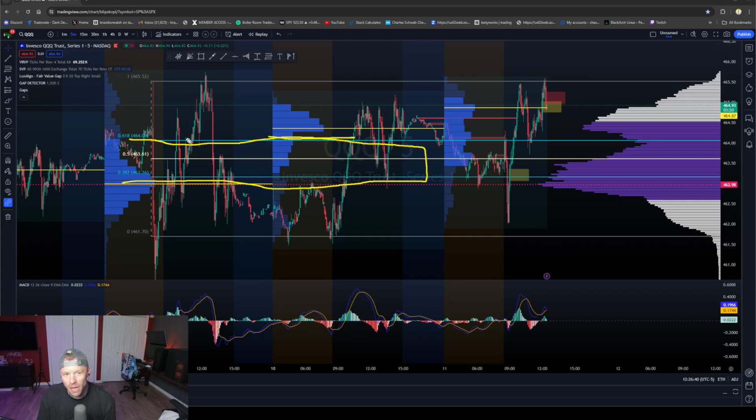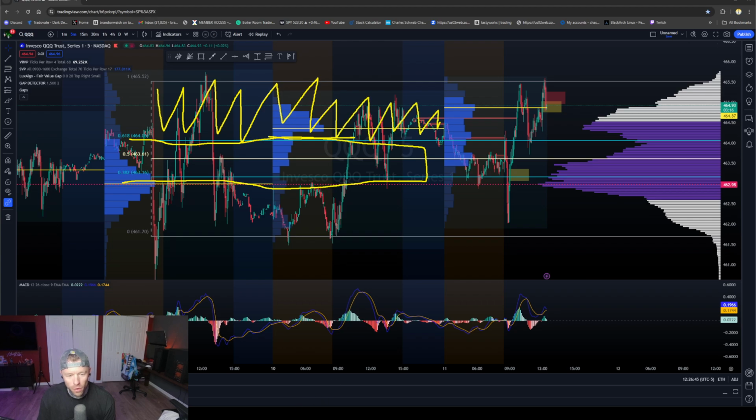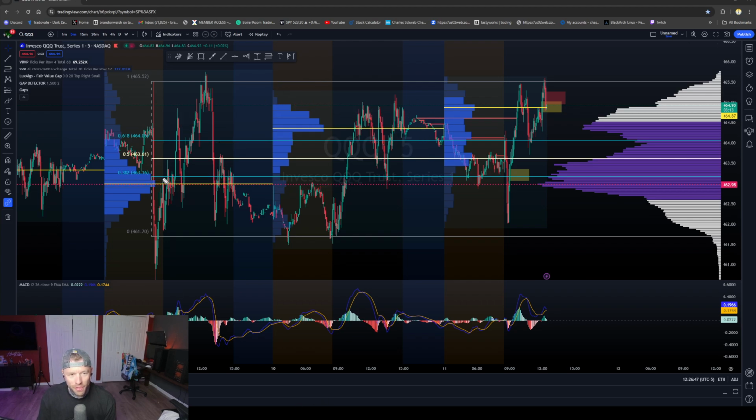So if this is the golden pocket, outside of the golden pocket from the 61.8 to the 100 and from the 38.2 to the 0, those price actions need to fill a lot of time. I'm almost treating these like a gap, okay?